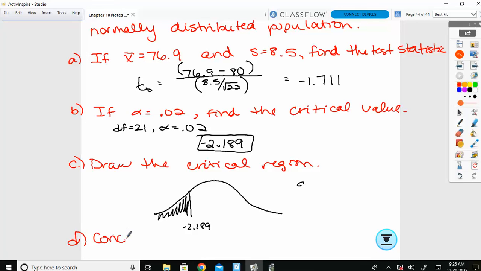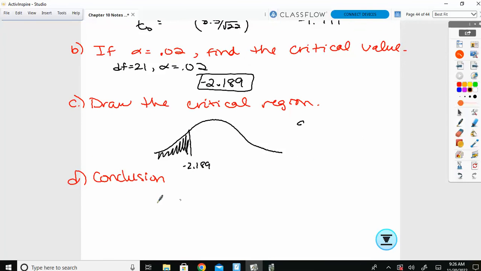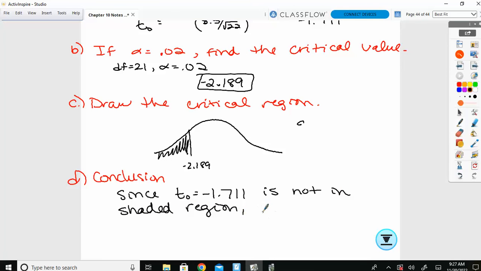So our conclusion, I'll make that part D. Since our t of negative 1.711 is not in the shaded region, we fail to reject the null hypothesis.